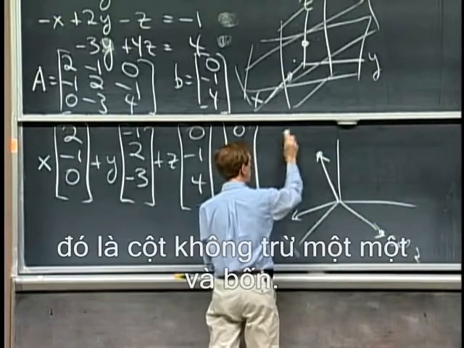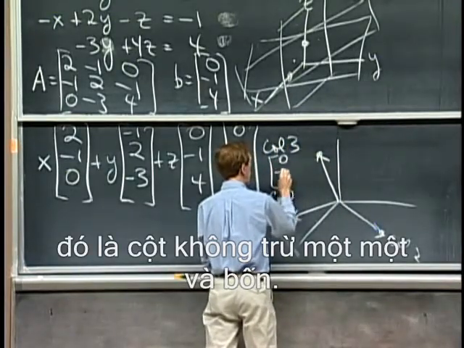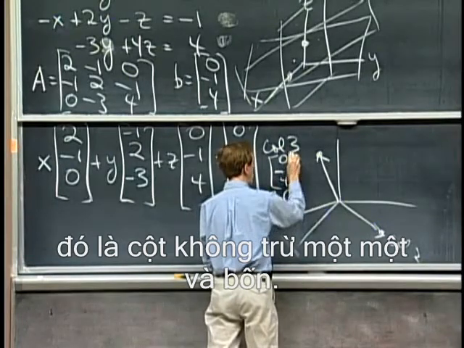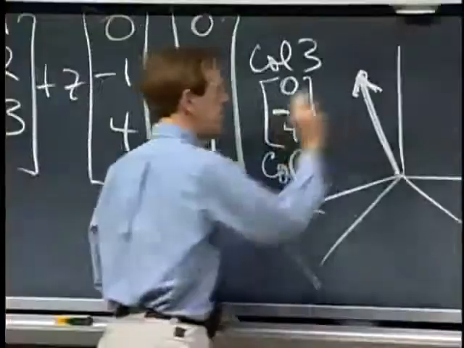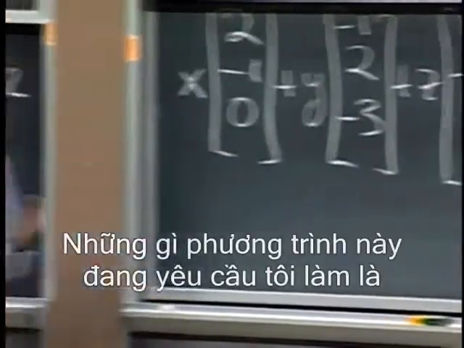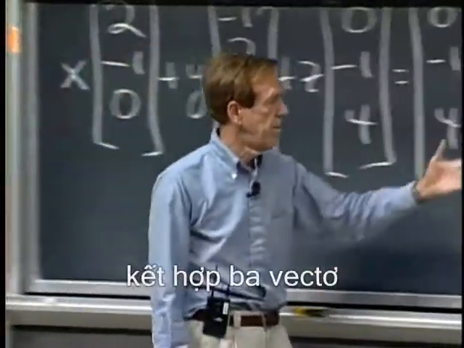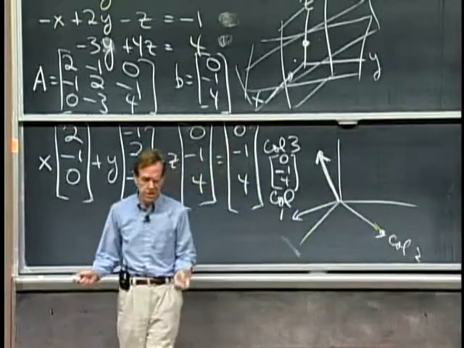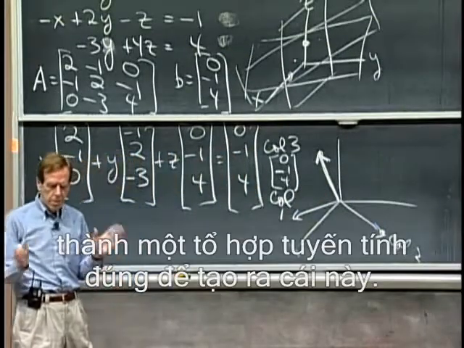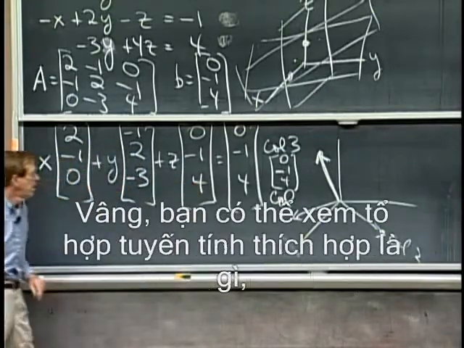That's column 3. That's the column 0, minus 1, and 4. This guy. So, again, what's my problem? What this equation is asking me to do is to combine these 3 vectors with the right combination to produce this one.